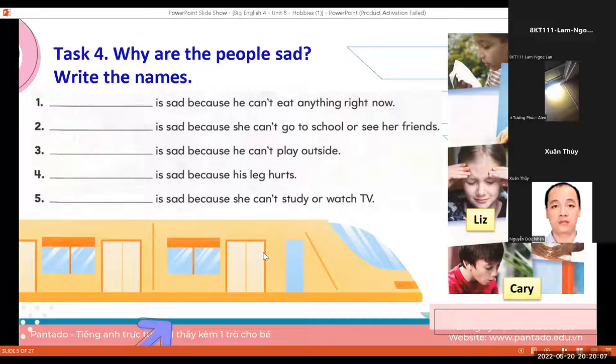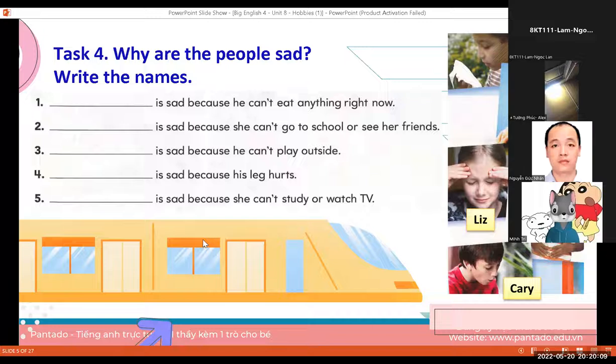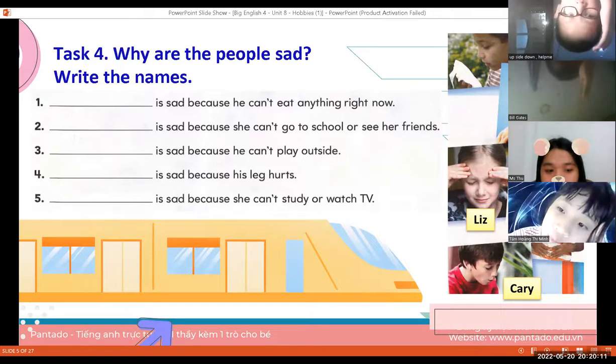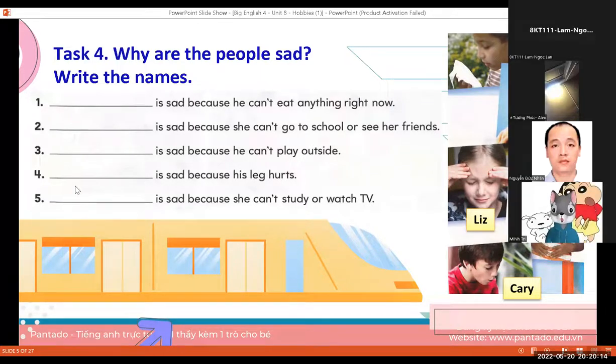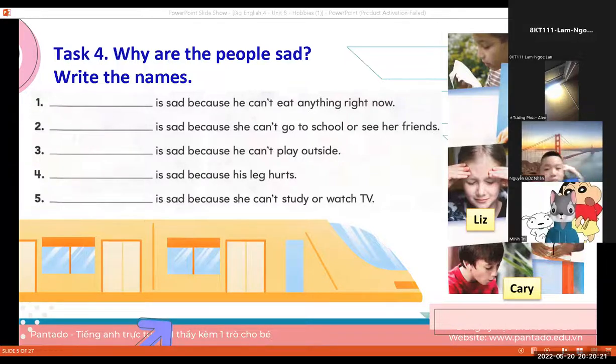Okay, can you help me, Sun Hui? What about you, Sun Hui? Can you help me? So number three, I think is Liz. Okay, so the answer is Liz. But look, number three, they say he, not she. Liz is a girl, so you cannot use he here. So what is the answer? You can only choose Pablo or Carrie. So what do you think? Pablo or Carrie?